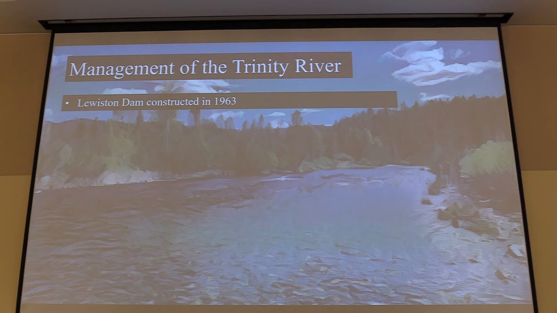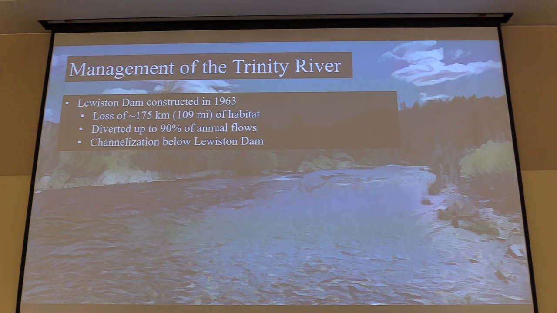So Lewiston Dam was constructed in 1963, which immediately led to the loss of approximately 109 miles of spawning habitat upstream of the dam. And it at one time diverted up to 90% of the flows annually incurred within the Trinity Basin to the Central Valley for municipal and agricultural water. And the diversion of that much water led to the channelization of the river downstream of the dam, which is when the alluvial floodplains are lost due to the vegetation encroachment close to the water's edge.